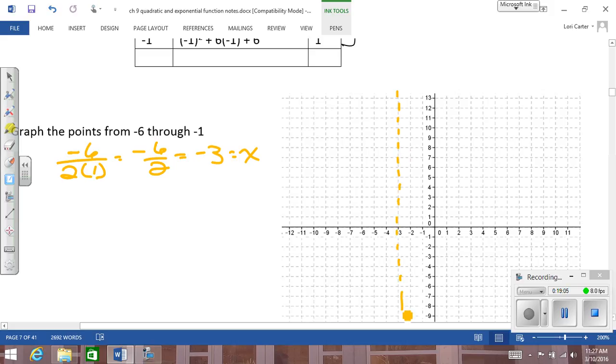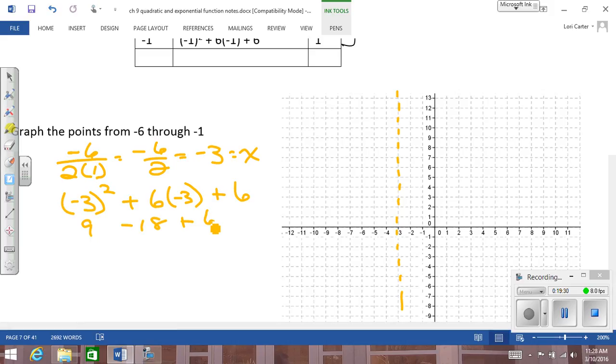I plug it in. So it's x squared, right? So now I'm going to take negative 3 and square it, which is 9, plus 6 times negative 3, plus 6. So it's 9 minus 18 plus 6. It's 15 minus 18, which is negative 3. So I have negative 3, negative 3. So negative 3 is my vertex.